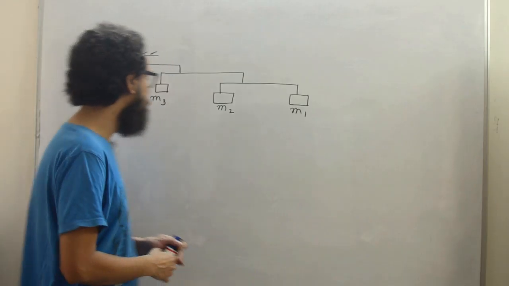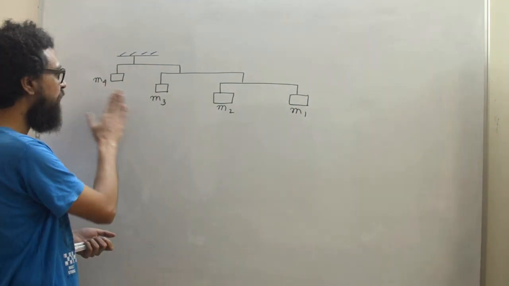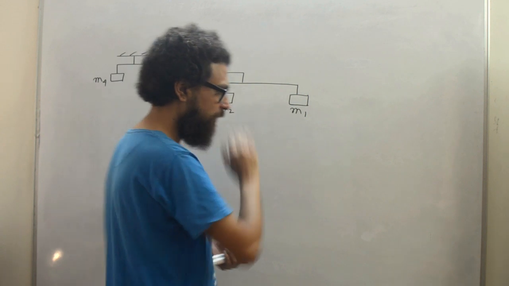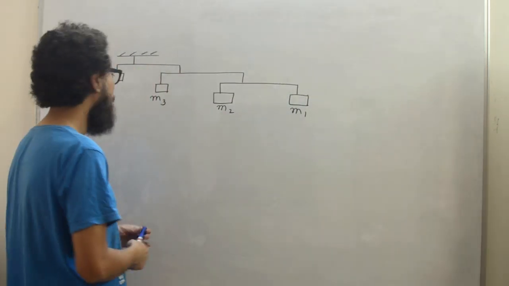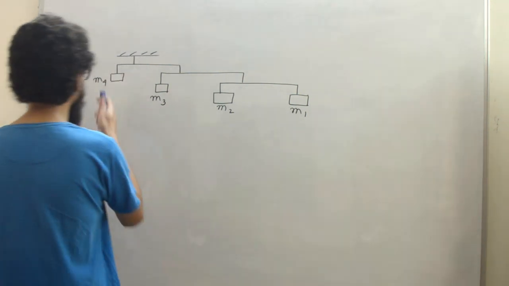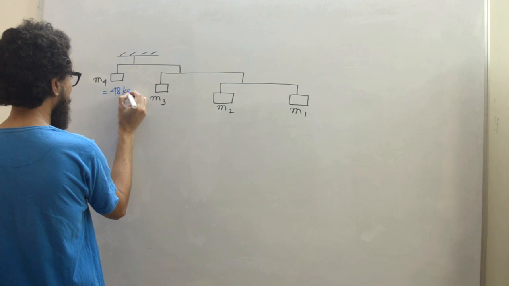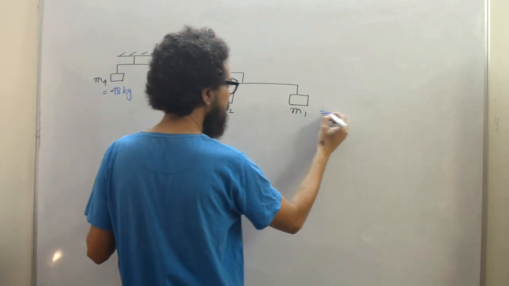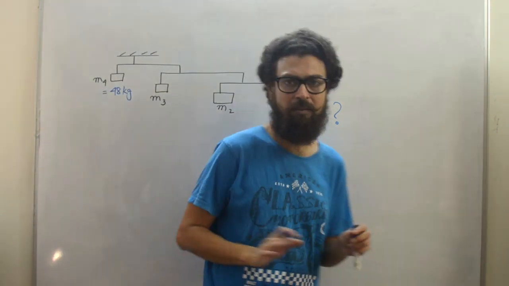You can see the diagram. I have drawn the diagram on the board. So M4, M3, M2, M1. This is the order they have given, and they have just given that this M4 is 48 kg. This they have given, and they have asked us to find this. They have not given M2, M3 and other things.